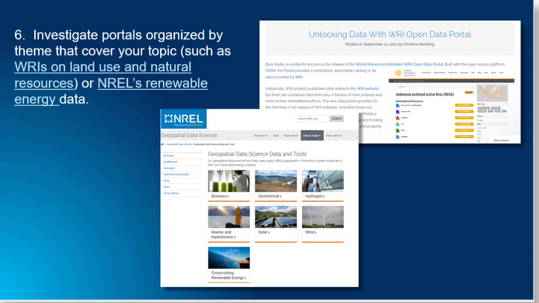Number 6, investigate portals organized by theme that cover your topic, such as World Resources Institute on land use and natural resources, or the National Renewable Energy Lab's renewable energy data. So whatever your topic is, find organizations that are likely to host that kind of data, and usually they have a GIS or a data node on their websites.